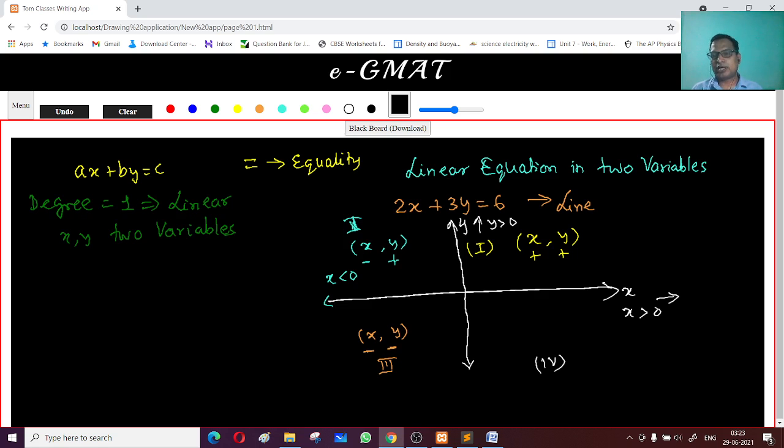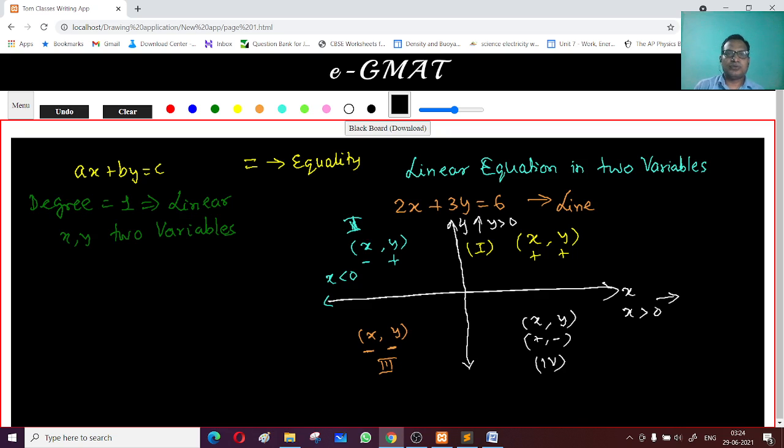In my fourth quadrant, if I put x comma y, you see that x is positive and y is negative. So like this the coordinates are going to be there in the rectangular coordinate system, or you can say our Cartesian coordinate system.